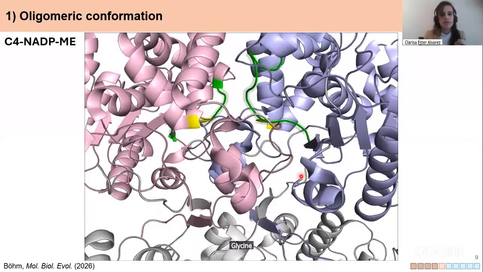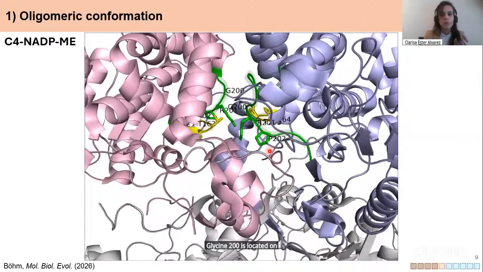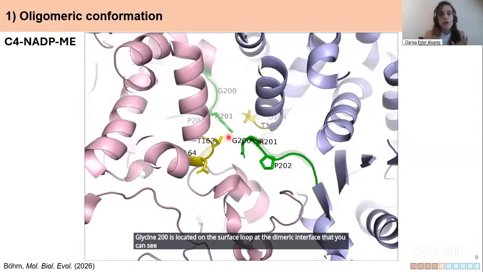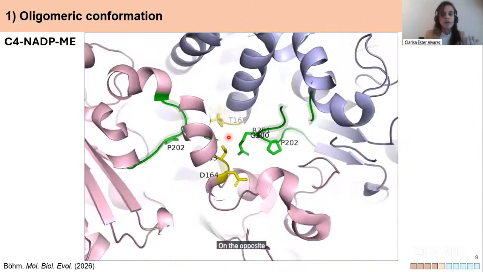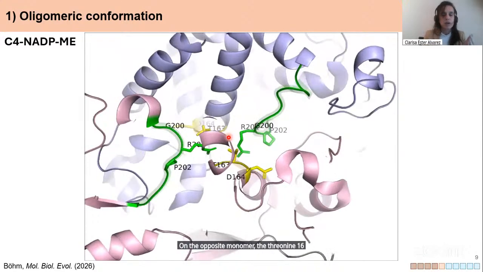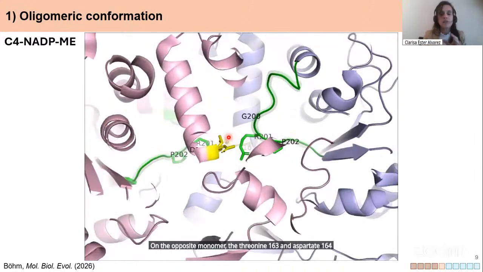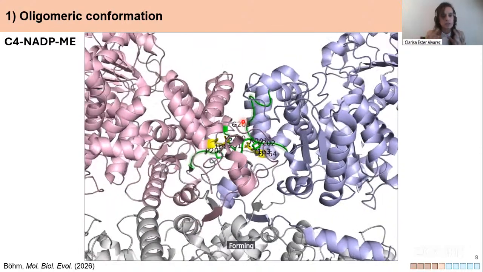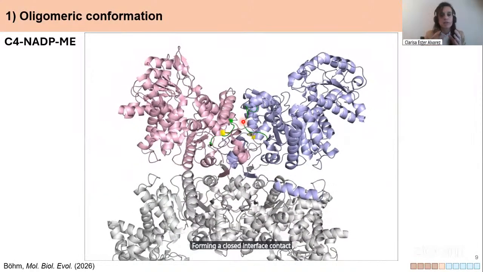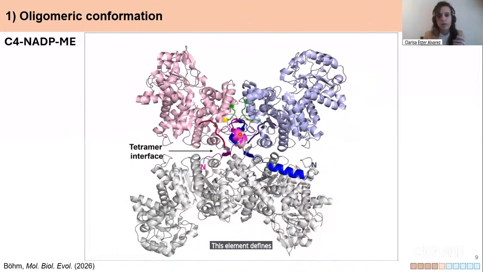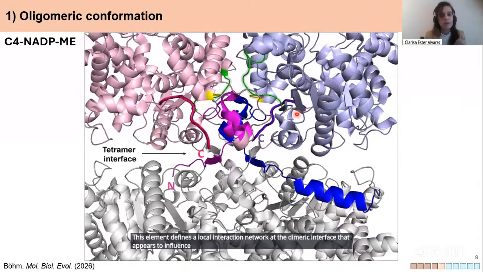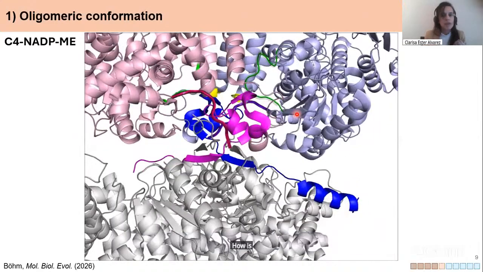Glycine 200 is located on the surface pole loop at the dimeric interface that you can see here in green. On the opposite monomer, threonine 163 and aspartate 164 are positioned directly across this region, forming a close interface contact. This element defines a local interaction network at the dimeric interface that appears to influence higher order assembly, the tetramer. How is this performed?